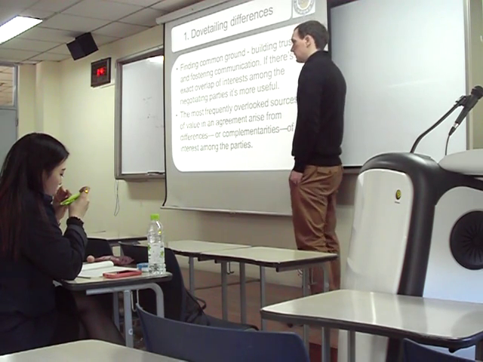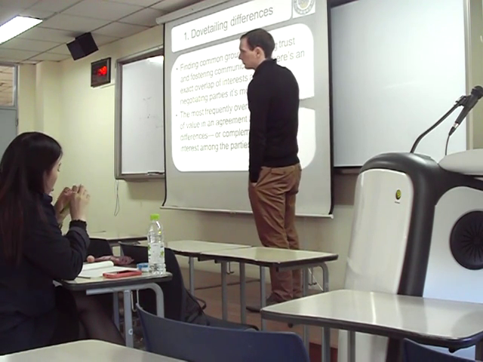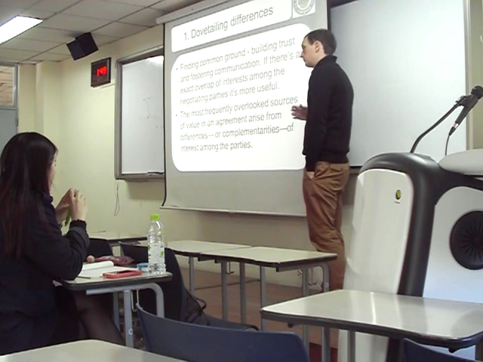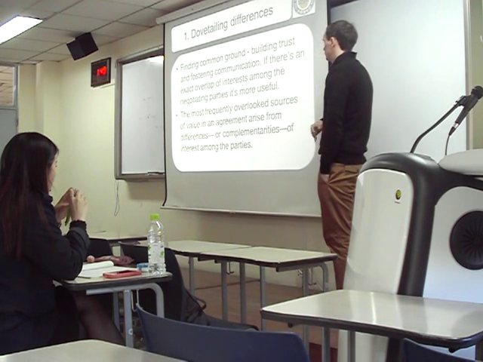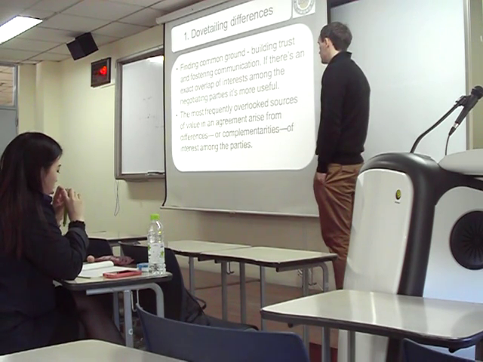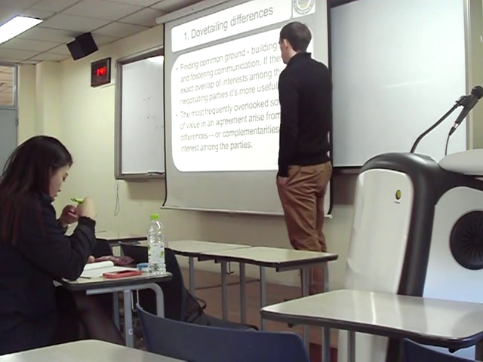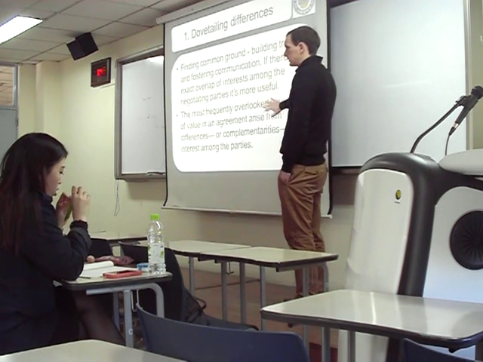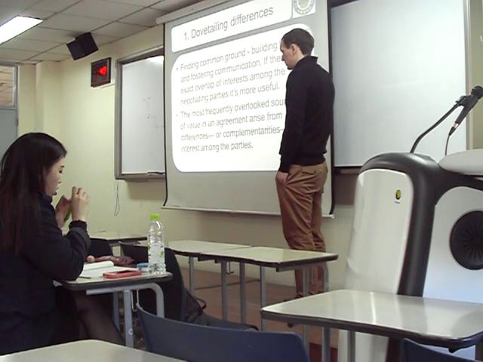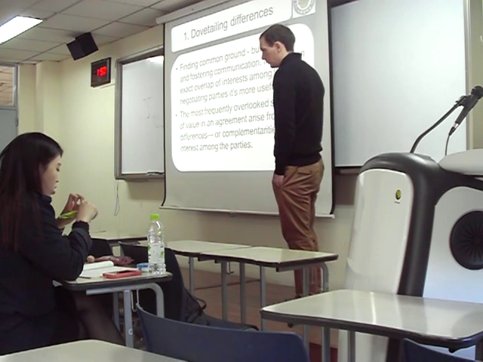This is also the point of a mediator, to find common ground. If we have overlap of interests, it's more useful. We can find some common interests, but this is a little bit rare. So the most frequently overlooked source of value in an agreement actually comes from the differences of interest among the parties. So this is win-win, and this is so-called 3D negotiation, where we are looking more at the differences between the people.